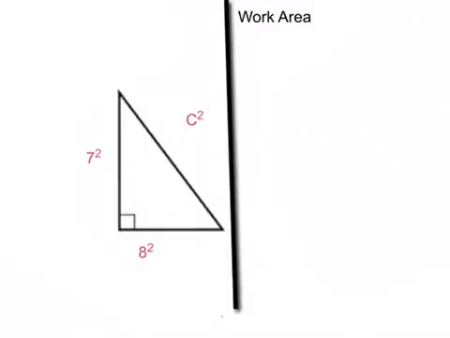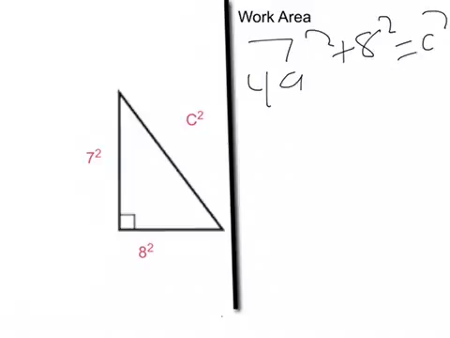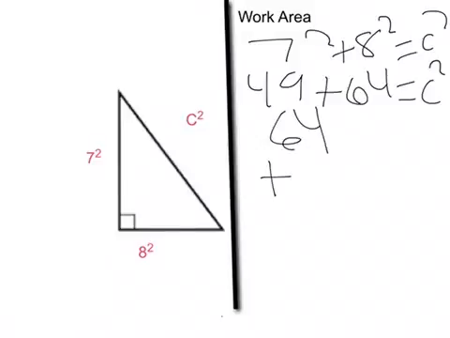You find c by adding both a squared and b squared. So in this case, it'll be 7 squared plus 8 squared, which will equal c squared. And then you have to square both numbers. So for 7's case, it'll be 49, and for 8's, it'll be 64. And then you have to add both values together. So 64 plus 49 will equal 113.